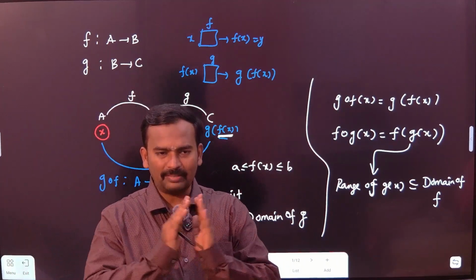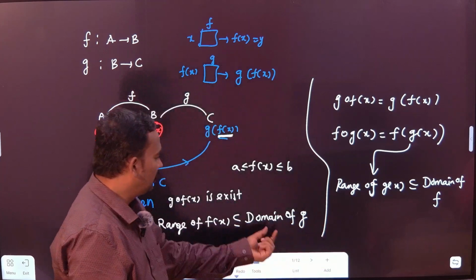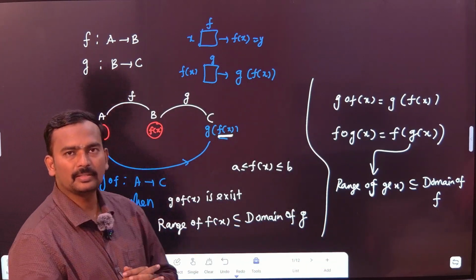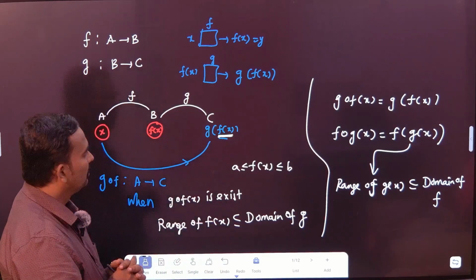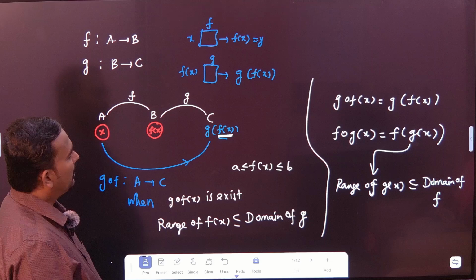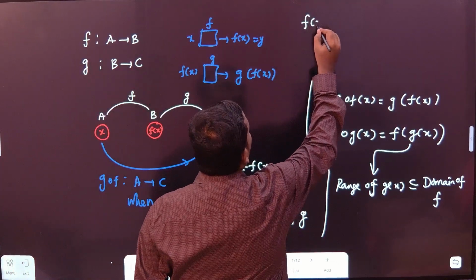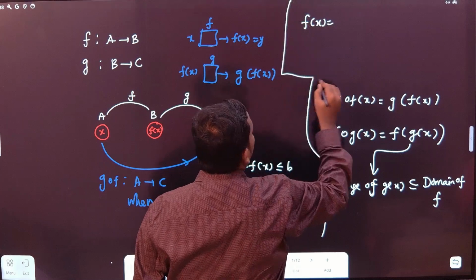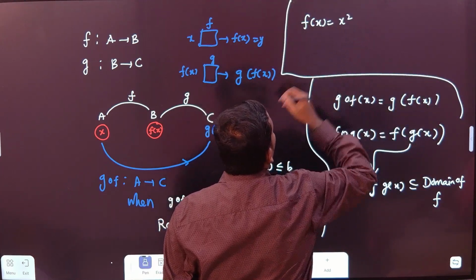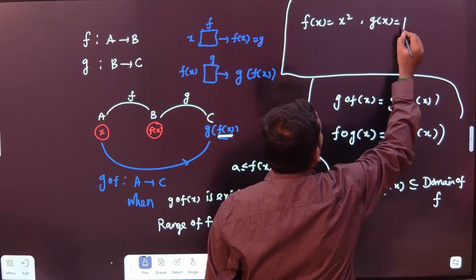So that means all the values of f lie completely within the domain of G. Understood? I hope everyone understood, right? This is f composition G. With this, let me take a simple example. Suppose I take f of x equal to x square, and G of x equal to square root of x.